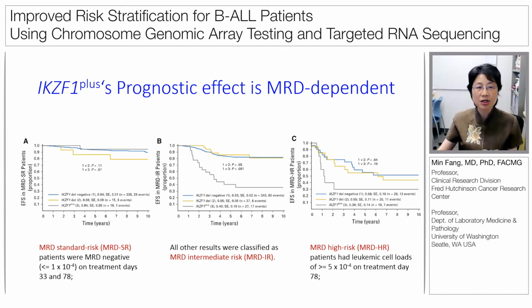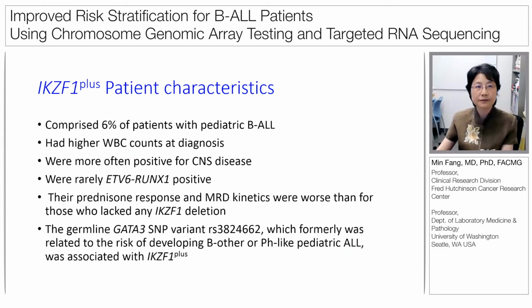All the rest of the patients would be either intermediate risk or high risk. So if it's MRD negative, there's no specific prognostic significance for the IKZF1 plus group. But when MRD is positive, regardless of intermediate risk or high risk, you will see a significantly poor risk for the IKZF1 plus group.